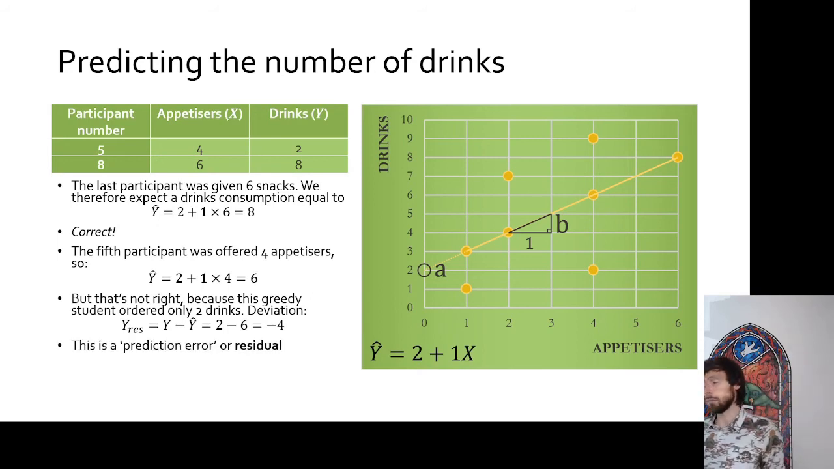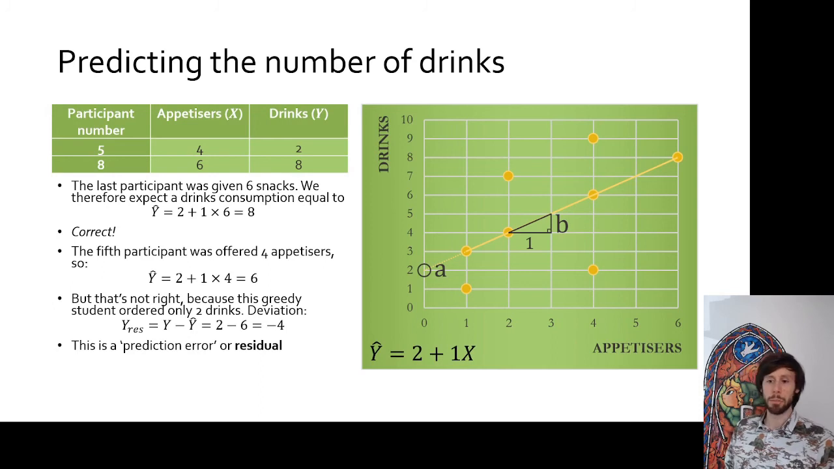Prediction errors, that's actually a common term in Dutch, voorspellingsfout. But the more common English term is that this is a residual. And for every person, you can calculate such a residual. You can see how far their observed score is away from the overall trend.